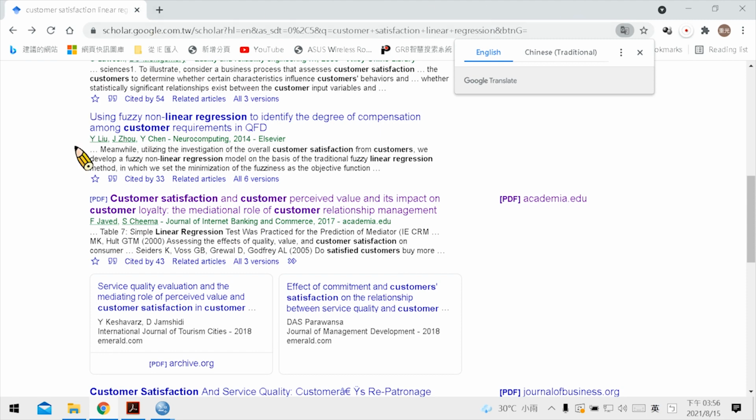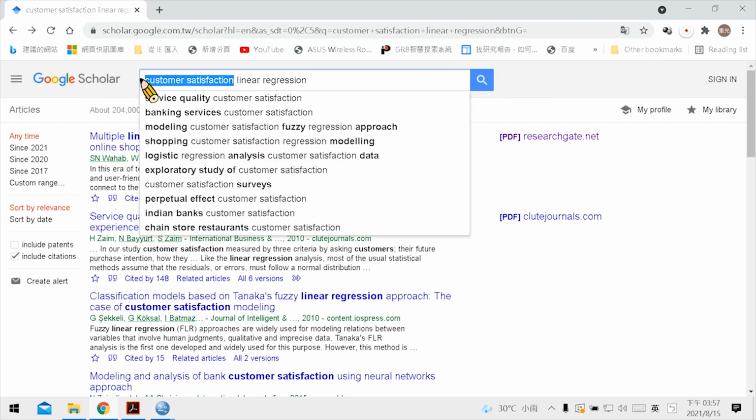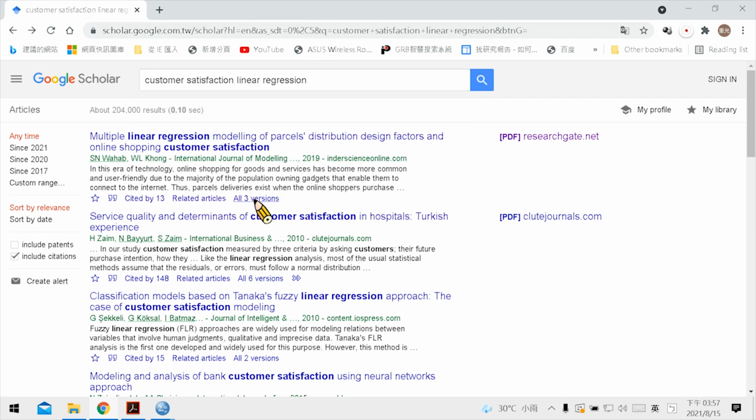So this is an example. If you want to find a paper, you just type your research topic, and if you want to find the statistical method, you can type a keyword like factor analysis. You can find the related paper in Google Scholar.